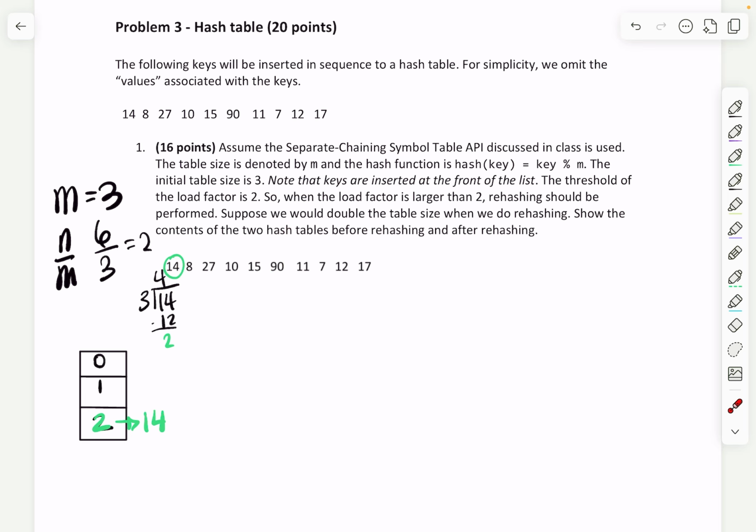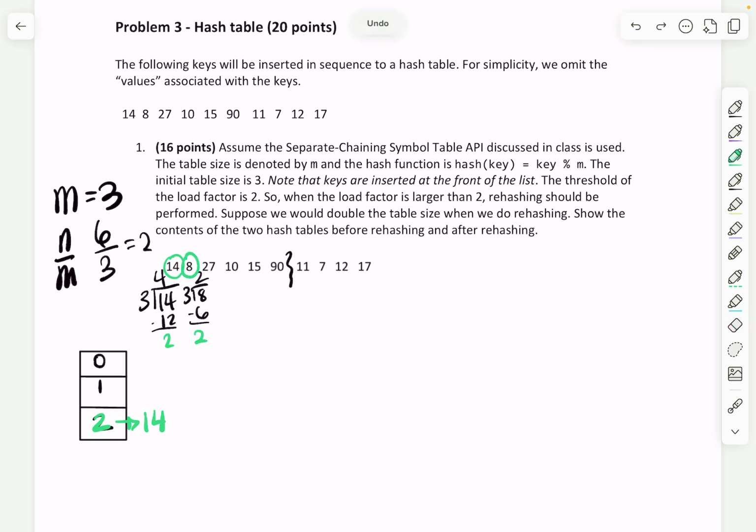Rehashing means that you're going to do this all again. Why? Because you have a new m. M is the size of your table. Once you resize, you're going to have a new size. It's going to be 6 now. And so then you would have to recalculate everything relative to the new size. For 8, 6 times 1 is 6, 7, 8, remainder 2. So we have 2 again. That means that the hash for 8 is 2.